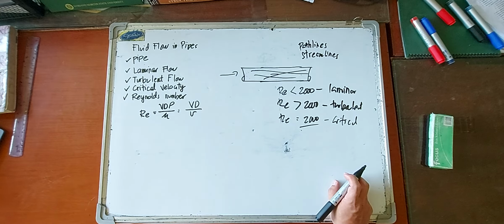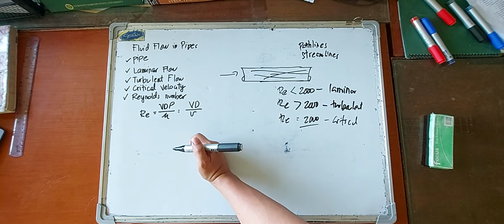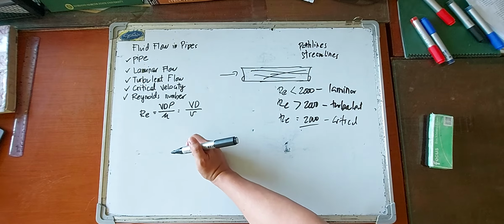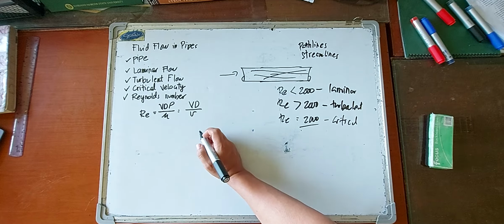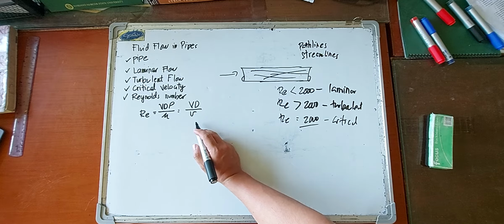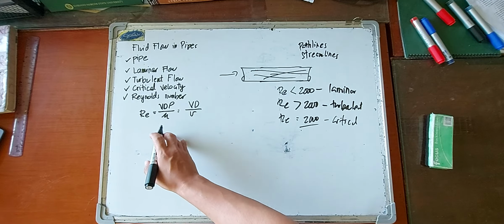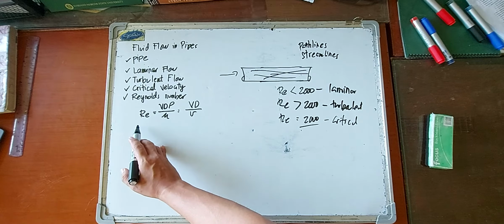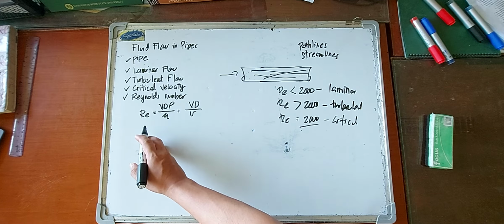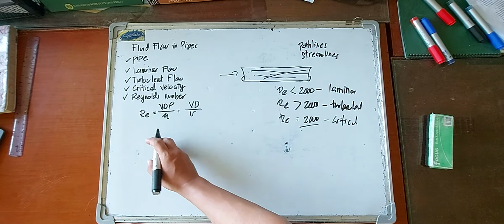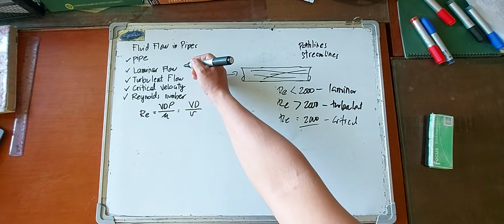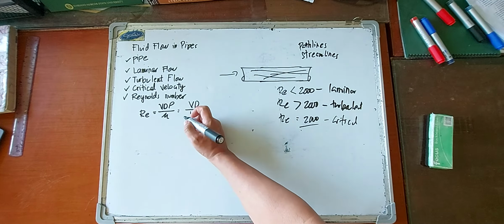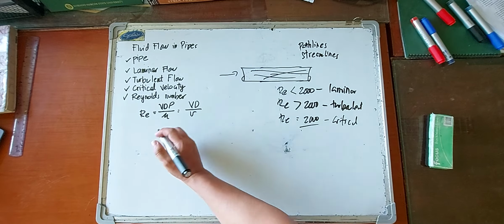Next would be Reynolds number. So the Reynolds number is dimensionless. So take note, dimensionless ratio of the inertia force to the viscous force. It's a function of the viscosity of liquid. So somehow the flow to the viscosity of the liquid affects the type of flow, you know, yung flow ng liquid.